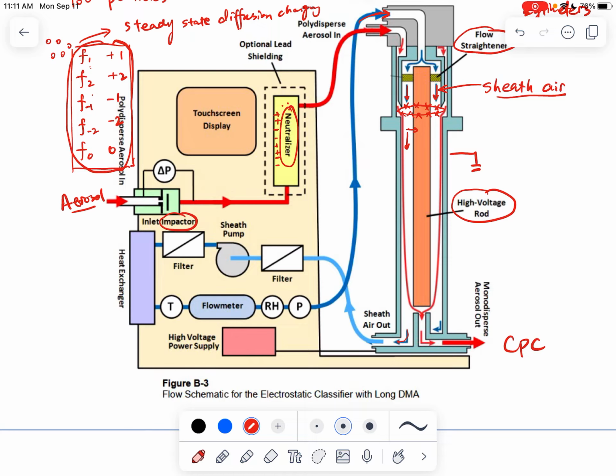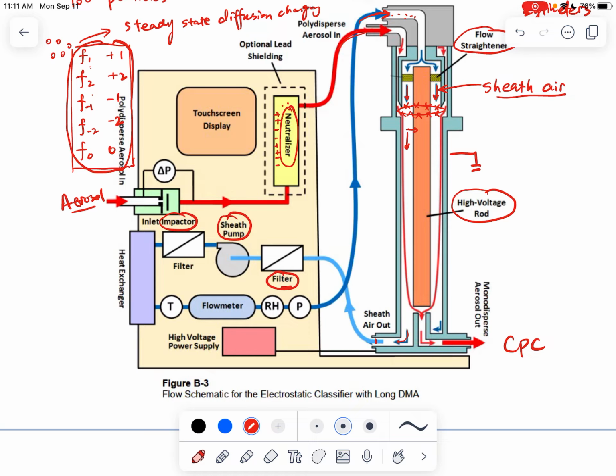line here. Right, so the sheath air will exit from the bottom and then be withdrawn. Okay, so you can see the excess sheath air will first go through a particle filter, to get rid of the particles, because you don't want to introduce any particles into the system, right? You only want to introduce the aerosols into the system through this aerosol line. So it's being cleaned of particles, and then it will go to a sheath pump.